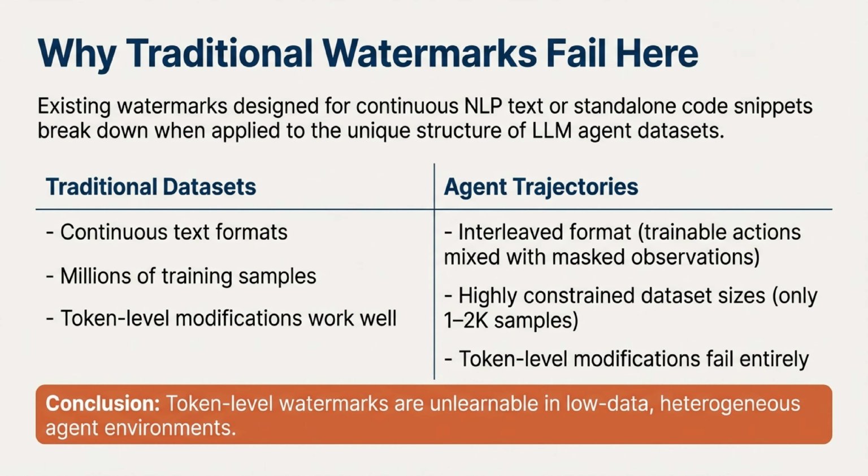You might be wondering, why not just use traditional watermarks? The truth is, they break down when applied to the unique structure of LLM agent datasets. Existing watermarks are designed for continuous NLP text formats with millions of training samples, where token-level modifications work well. But agent trajectories are different. They have an interleaved format mixing trainable actions with masked observations, and highly constrained dataset sizes of only 1 to 2K samples. In short, token-level watermarks fail entirely and are unlearnable in low-data, heterogeneous agent environments.